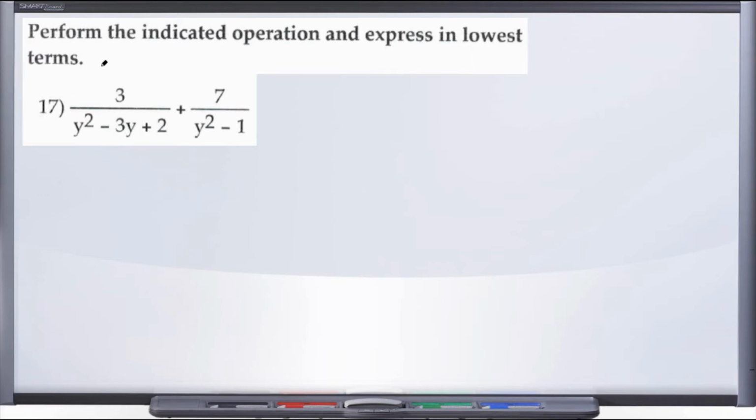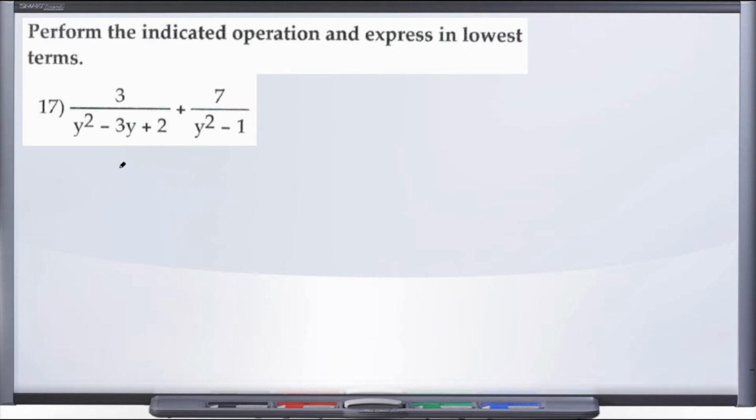Alright, so with 17, we are still performing the indicated operation and expressing in lowest terms. And you'll recall from previous videos, now we're into the questions where we are having to build our common denominator. No longer are they giving us a common denominator. And so again, because we're dealing with an expression, not an equation. Remember, equations have equal signs, no equal sign anywhere in here.